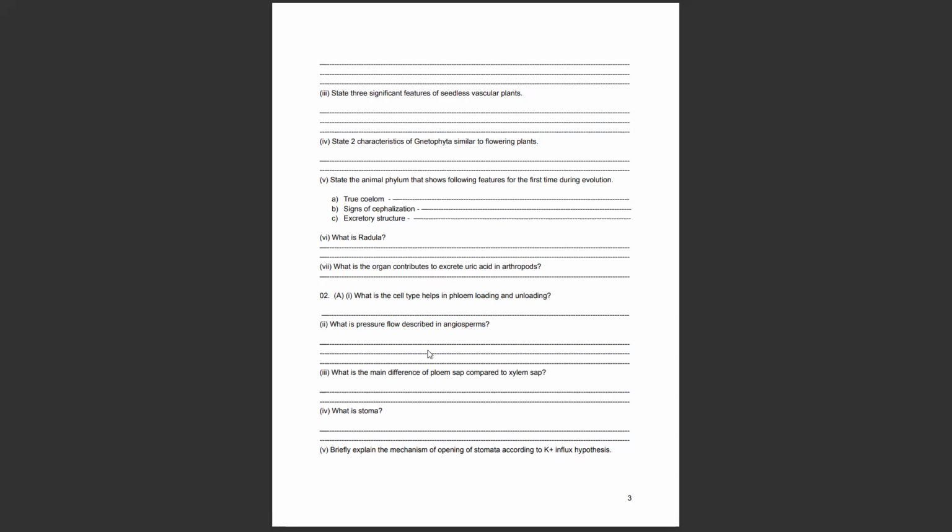Now here you can write first one, transportation through xylem and phloem, right? Because they have vascular tissues, right? Seedless vascular. Second one, evolution of roots. Right? Evolution of roots. So, roots are the organs that absorb water and nutrients from the soil.